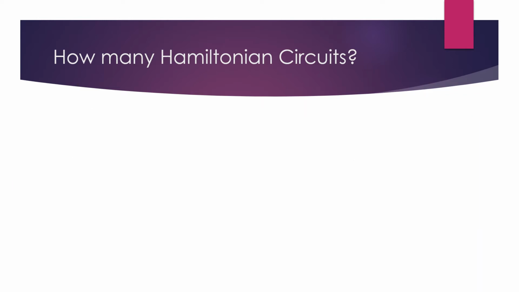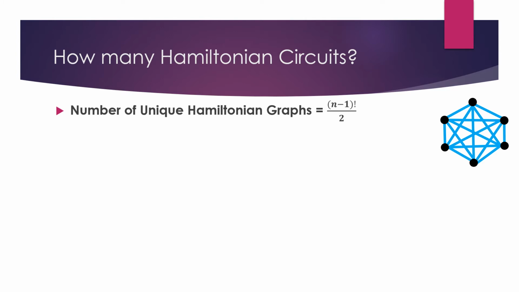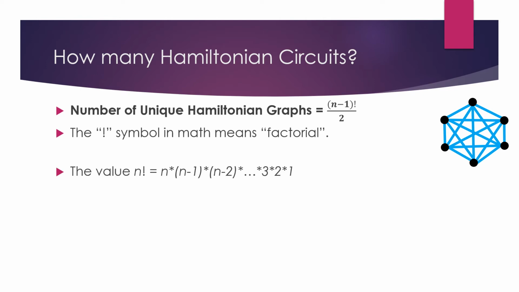Let's look at that formula again. N minus 1 factorial over 2. And yes, the exclamation mark, it just means factorial. That's how you say it. And all that means is you take the number you put in, you multiply it by 1 less than that, and then 1 less than that, and then 1 less than that, so on and so forth until you get to 3, 2, 1, and then you're done.